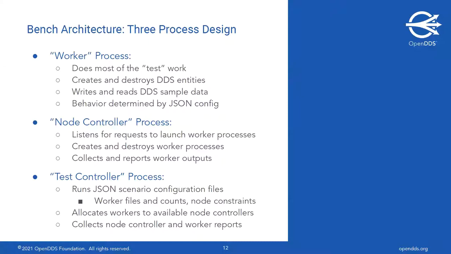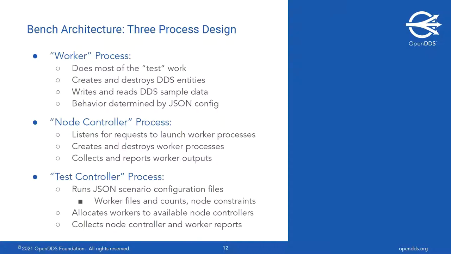The first process, we just call it the worker process. This is really the workhorse of Bench. It's in charge of creating and destroying DDS test entities, and it's responsible for reading and writing the DDS test sample data. The behavior of the worker process is dictated almost entirely by an input JSON configuration file. And then workers also generate a report file based on the statistics they've gathered and the successes and failures that they've seen along the way. And that report file is written out at the end of the test.